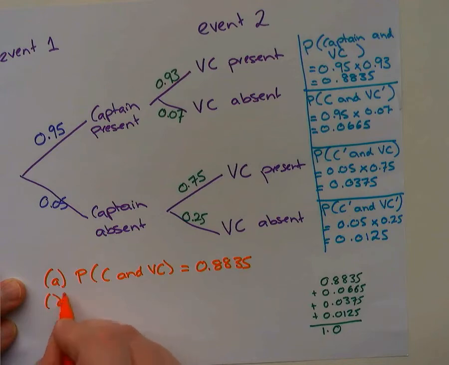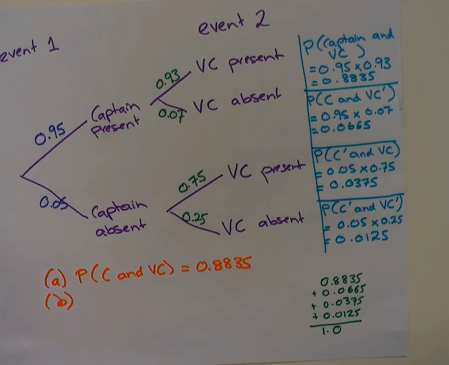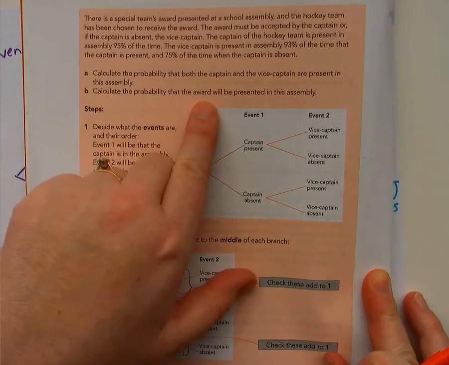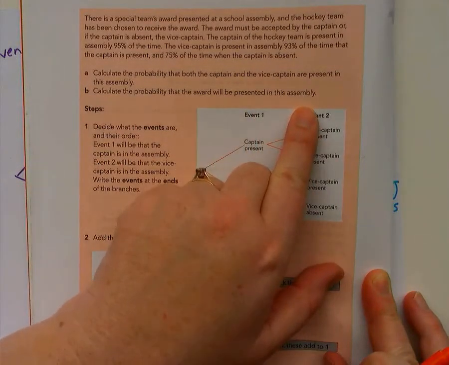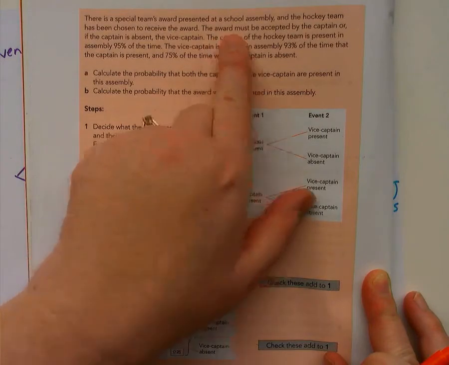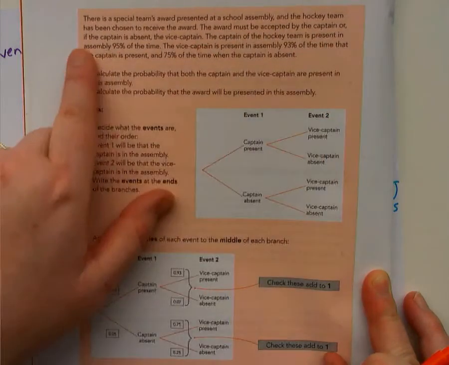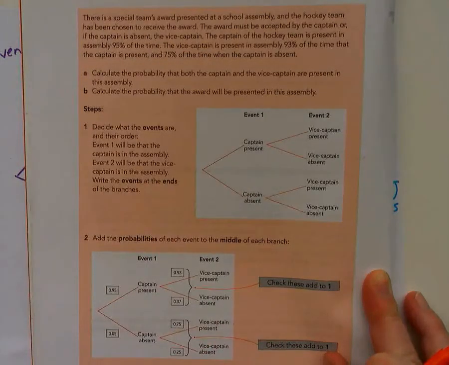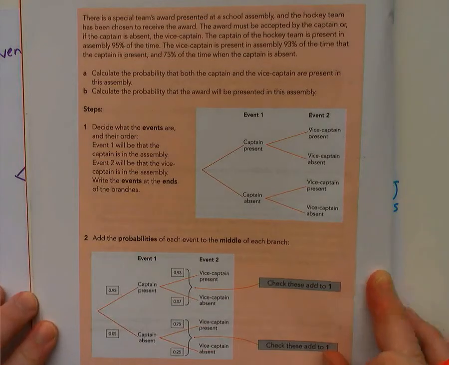Then part B, let's have a look at the next question. Calculate the probability that the award will be presented in this assembly. Okay, so the award, if I go back up to the top here, it says the award must be accepted by the captain, or if the captain's absent, the vice captain. So that tells me that if one of them is there, or both of them are there, the award will be presented. But if they're both away, the award won't be presented.